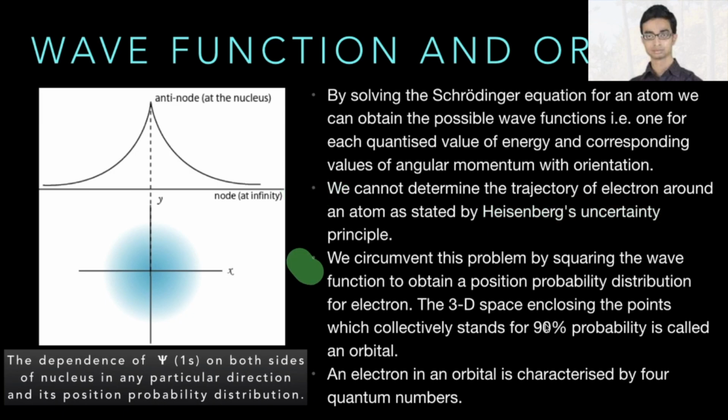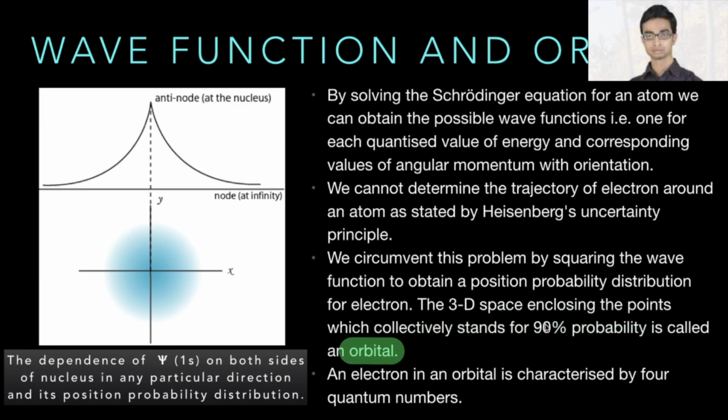We circumvent this problem by squaring the wave function of the electron for a particular permissible energy and angular momentum obtained after solving the Schrödinger equation for, say, a hydrogen atom. This squaring gives a position probability distribution, and its value at each point represents the probability of finding an electron at that point. The three-dimensional space enclosing the points, which collectively stand for 90% probability, is called an orbital.